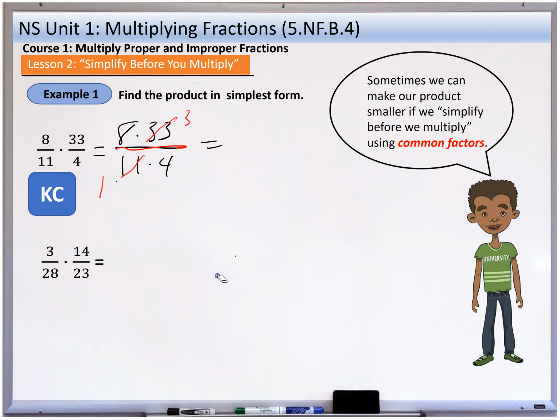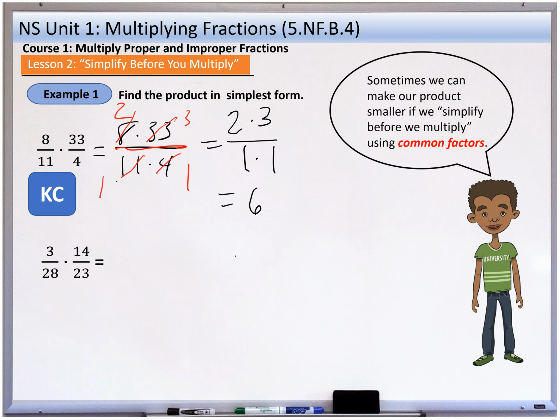But I've seen some kind of strange mistakes before. So now all I have left is 8 times 3 and 1 times 4. But I can also simplify the 4 and the 8. 4 divided by 4 is 1. 8 divided by 4 is 2. I'm left with 2 times 3 and 1 times 1. That gives me 6. And if I didn't do that, I could still get the same answer.